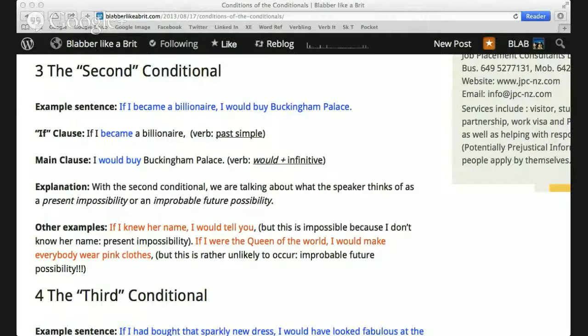Welcome. We're talking about the conditional. We've just read what you can see on your screen, and now we're answering the questions and just having a bit of a practice. So, Natalie and Ken have already told us. Now I'm going to ask Isaac. Isaac, if you became a billionaire, what would you do?